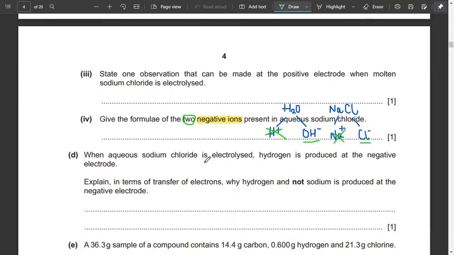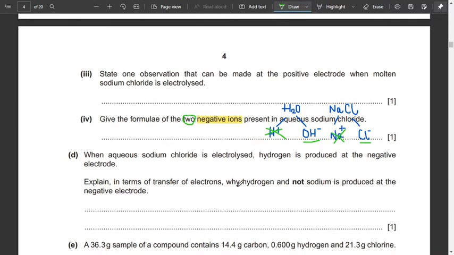Alright, moving on to part D. When aqueous sodium chloride is electrolyzed, hydrogen is produced at the negative electrode. Explain in terms of transfer of electrons why hydrogen, not sodium, is produced at the negative electrode. So basically, hydrogen ions gain electrons more easily as compared to sodium ions. That is why we're talking about hydrogen ions over here.